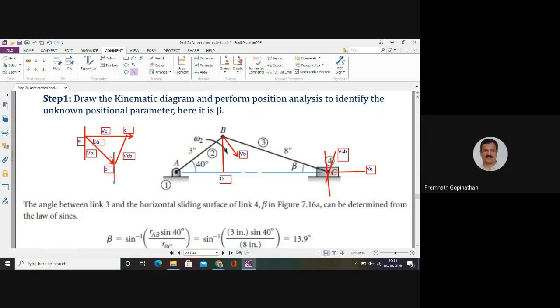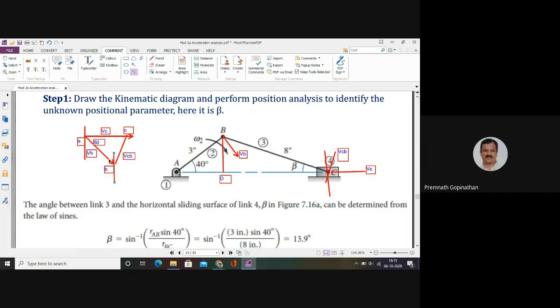So you can find out the inclination of the vector VB with respect to the vertical. That is actually 40 degrees. So 40 plus 13.9 will give you the corner angle at point B. Okay, so this is how you identify the corner angles.